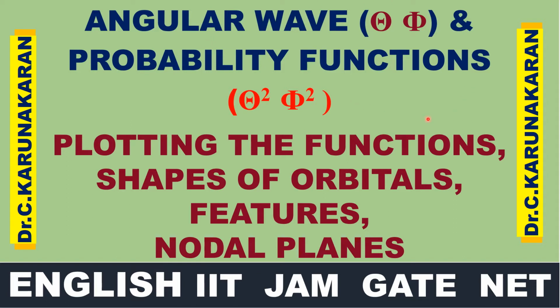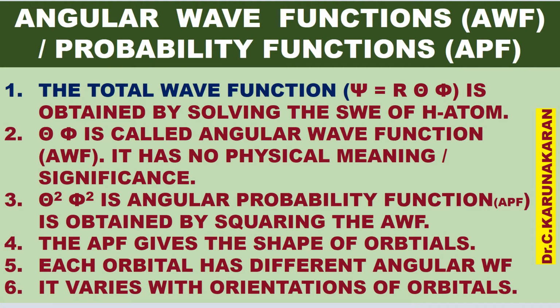The angular wave functions or the angular probability functions are mathematical equations. Therefore, they can be plotted. Plotting of the angular wave function or angular probability function gives the shapes of the orbitals. Let us see the significant features of these curves and plots, and especially what are called nodal planes.